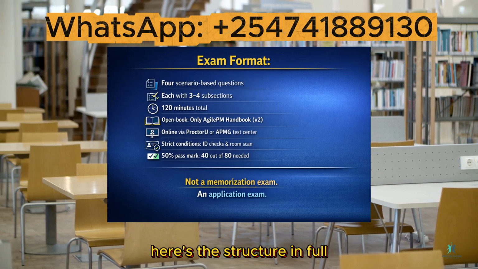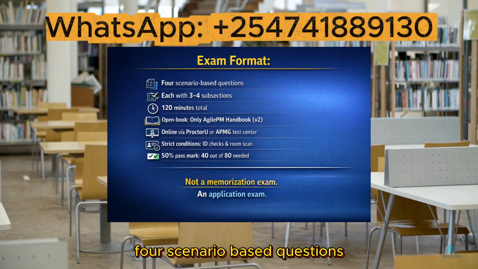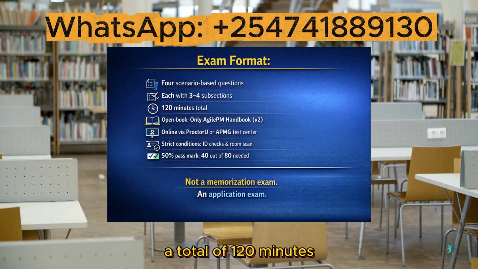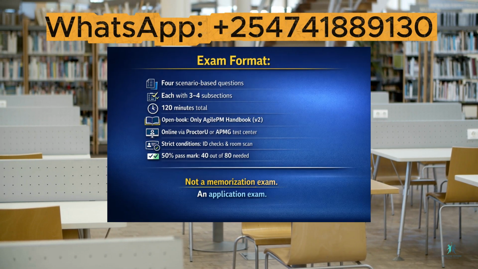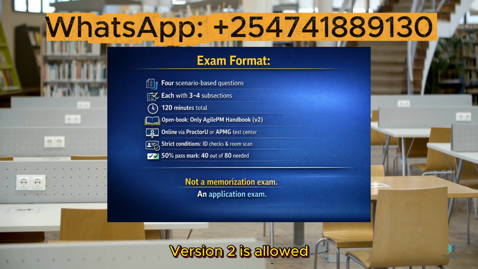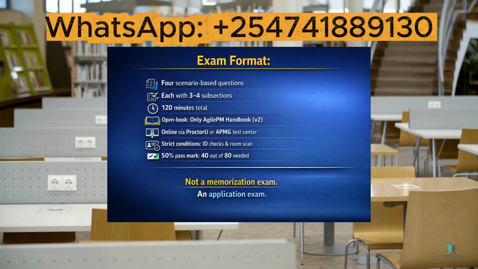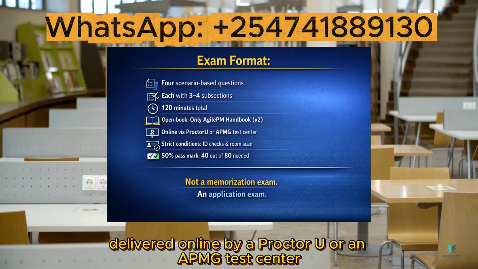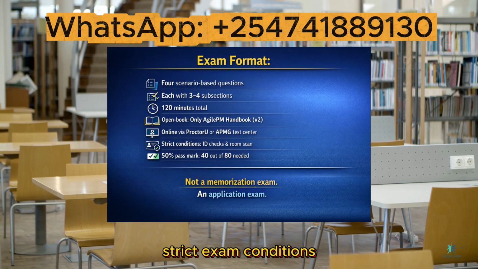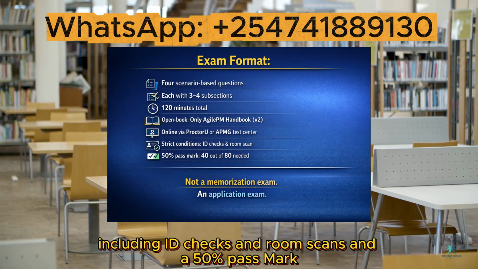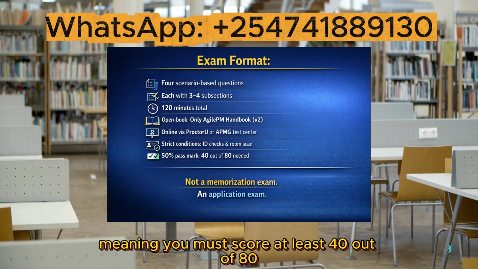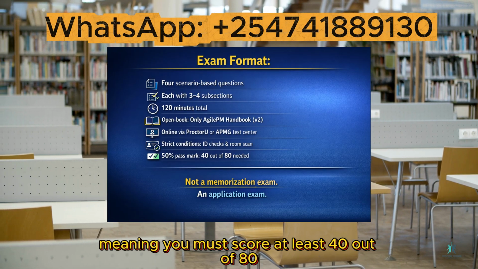Here's the structure in full. 4 scenario-based questions, each with 3 or 4 subsections. A total of 120 minutes. Open book, but only the official AgilePM Handbook, version 2, is allowed. Delivered online via ProctorU or an APMG test center. Strict exam conditions, including ID checks and room scans. And a 50% pass mark, meaning you must score at least 40 out of 80.